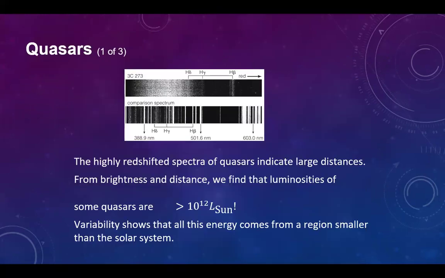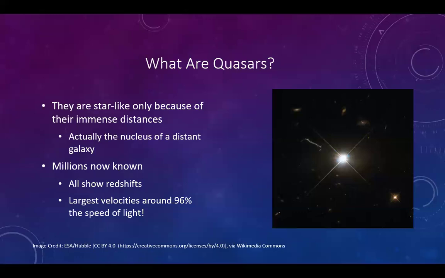And the highly redshifted spectra of quasars indicate very large distances, and from brightness and distance, we find the luminosities of these objects are, some of them are more than 10 to the 12 times the luminosity of the sun. And the variability of this luminosity shows that all this comes from a region smaller than the solar system. So you have something smaller than the solar system putting out more light than a lot of galaxies put out, which is crazy.